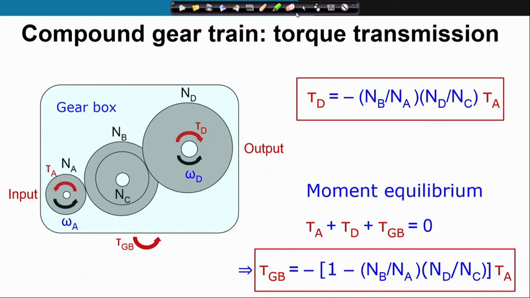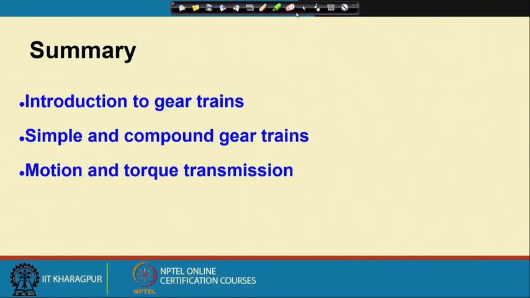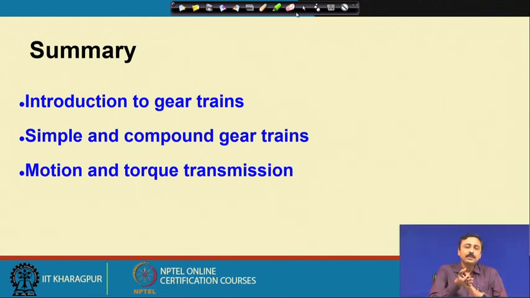So, that completes our discussion. Basically, what we have done is we have introduced gear trains. We have looked at two types of gear trains, simple and compound. We have calculated the motion transmission ratio and the torque transmission ratio. So, with that I will close this lecture.